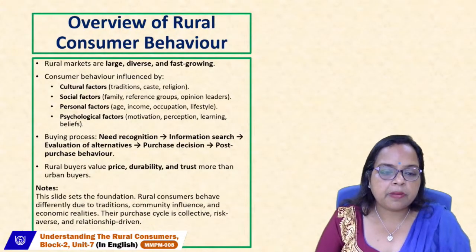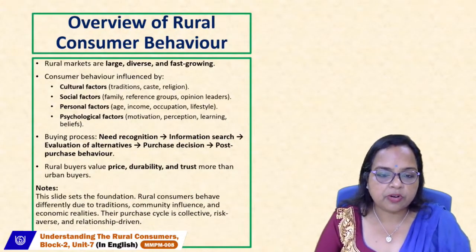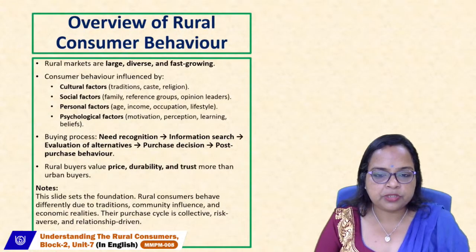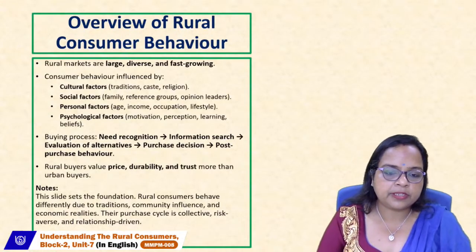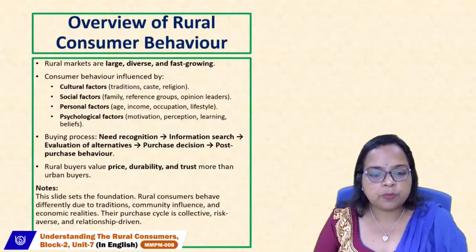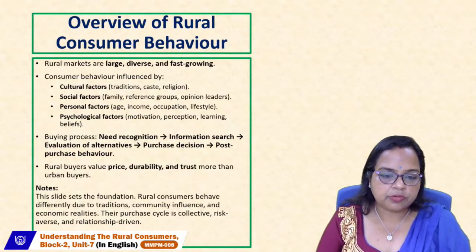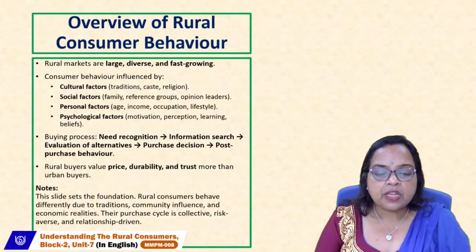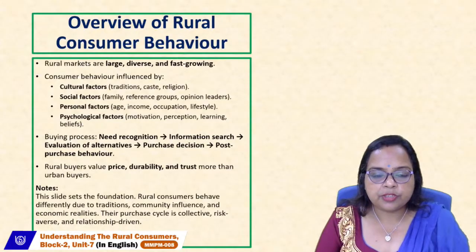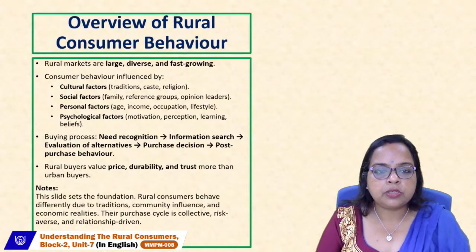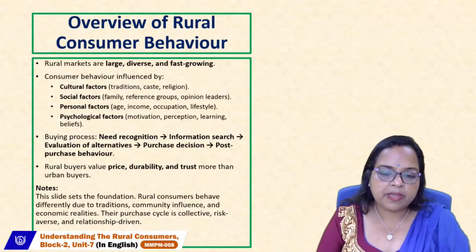How do they buy? Their buying process starts with need recognition, followed by information search, evaluation of alternatives, purchase decision, and post-purchase behavior. Rural buyers value price, durability, and trust more than the urban buyers. So, this unit has set the foundation of your understanding about the rural market and their buying behavior.